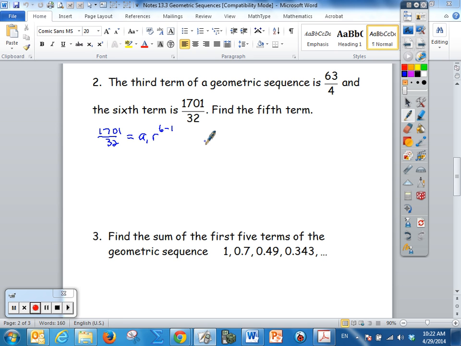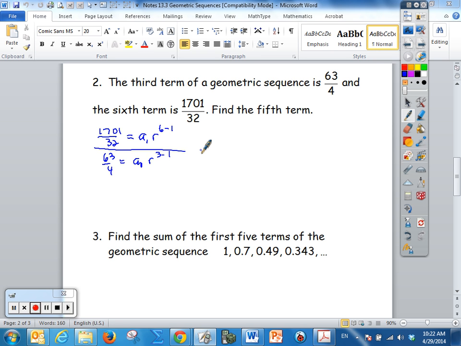Okay, and then the other equation, my answer to that one is 63/4. And I don't know the first term, I don't know r, but I do know that this is the third term, so it will be 3 minus 1. Now, the quickest way to do this, which is what I'm going to show you, is to divide the two equations. Now, I know that's not a normal thing that we do. We don't normally divide equations. We add them, we subtract them, but it is perfectly allowable as long as you have the equal signs lined up. So I'm just going to divide these two, and I would have a calculator.